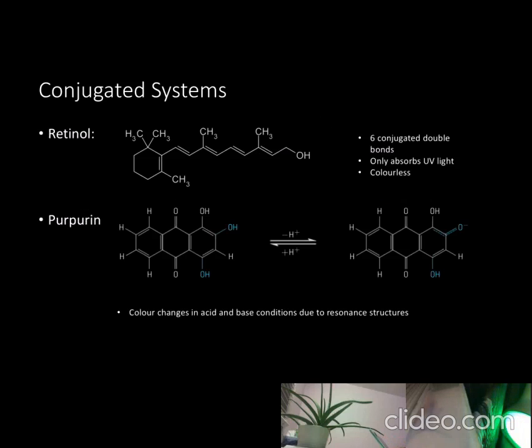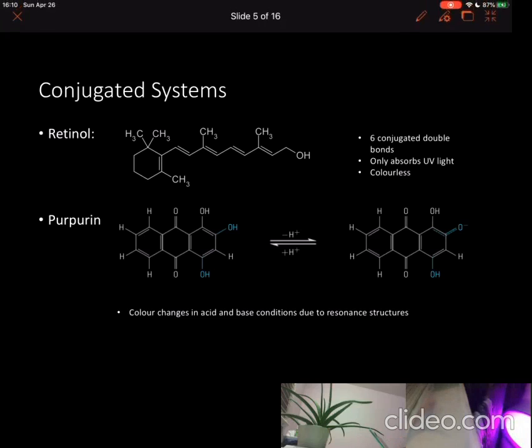And this slide goes a bit more in depth, with a few more examples. We've got retinol, which is essentially vitamin A. Purprin is interesting because of the conjugated structures and how it changes in different acids and bases. It can change color depending on pH, which I thought was interesting.